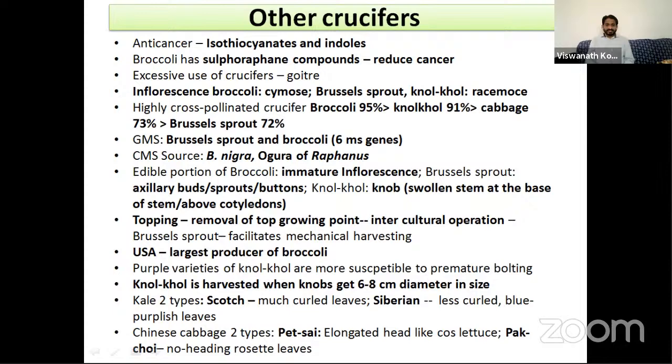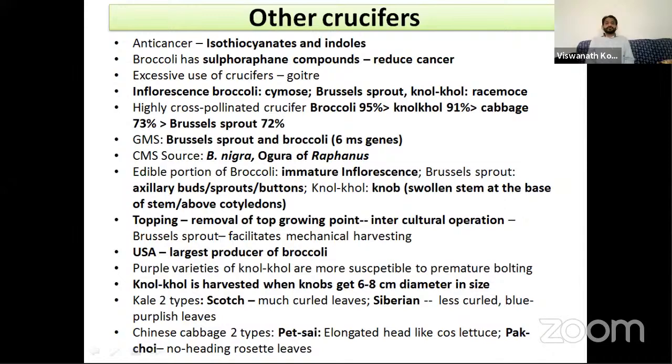Among all the crucifers, broccoli is the most highly cross-pollinated crop, 95%, followed by knolkhol, followed by cabbage, and followed by Brussels sprout. There are six male sterile genes identified in broccoli. Again, the CMS source is Brassica nigra or Ogura of Raphanus. The edible portion of the broccoli is the immature inflorescence, similar to cauliflower.